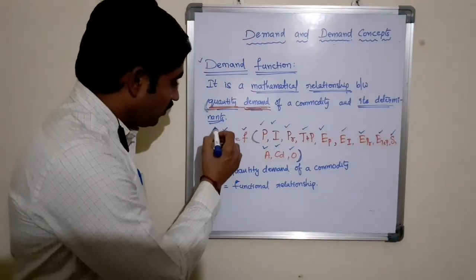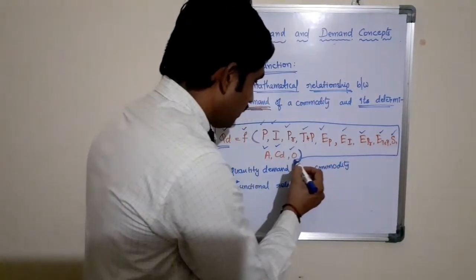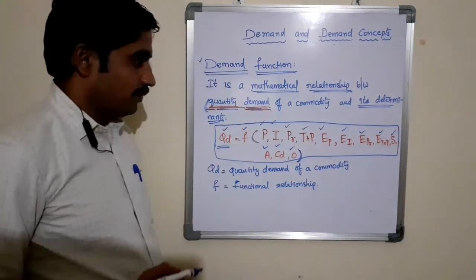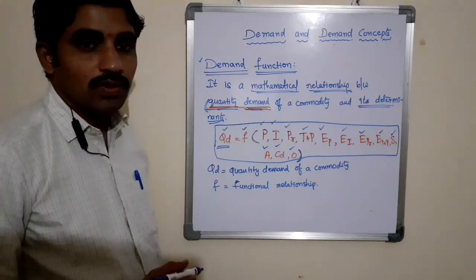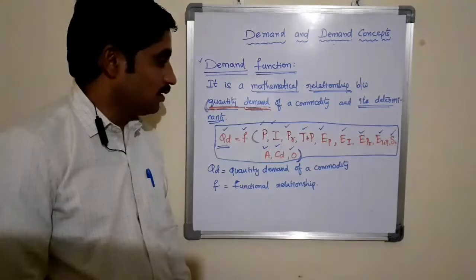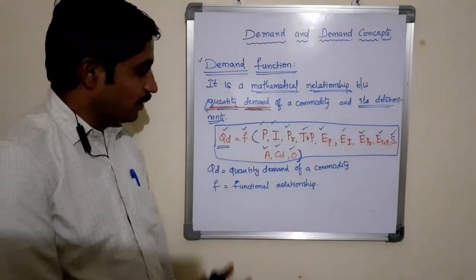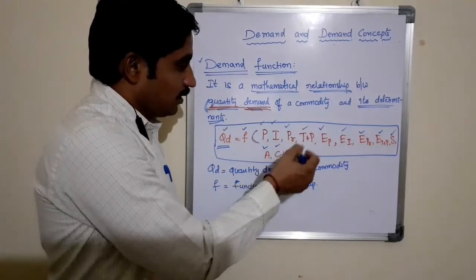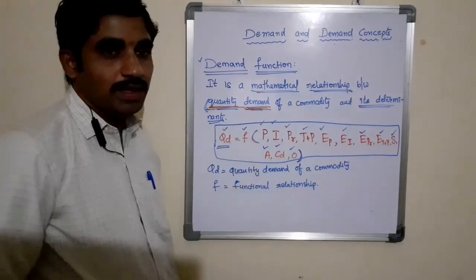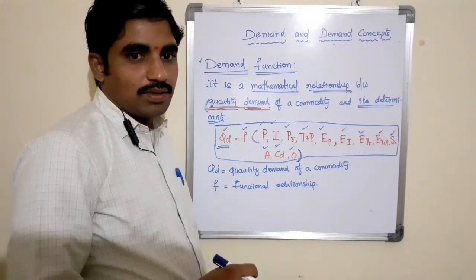So by using all the determinants, we need to write a mathematical expression known as demand function. This is how we need to write the demand function. You need to explain each and every determinant in the demand function concept. For example, P is the price of the product.